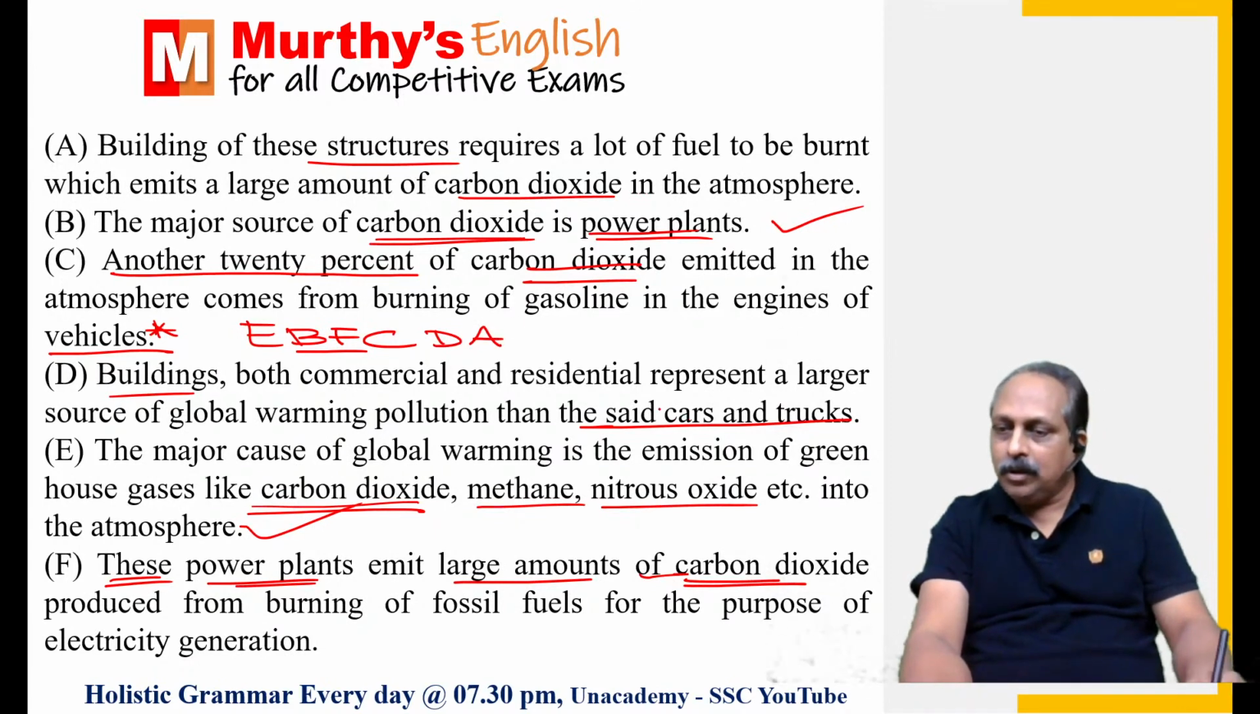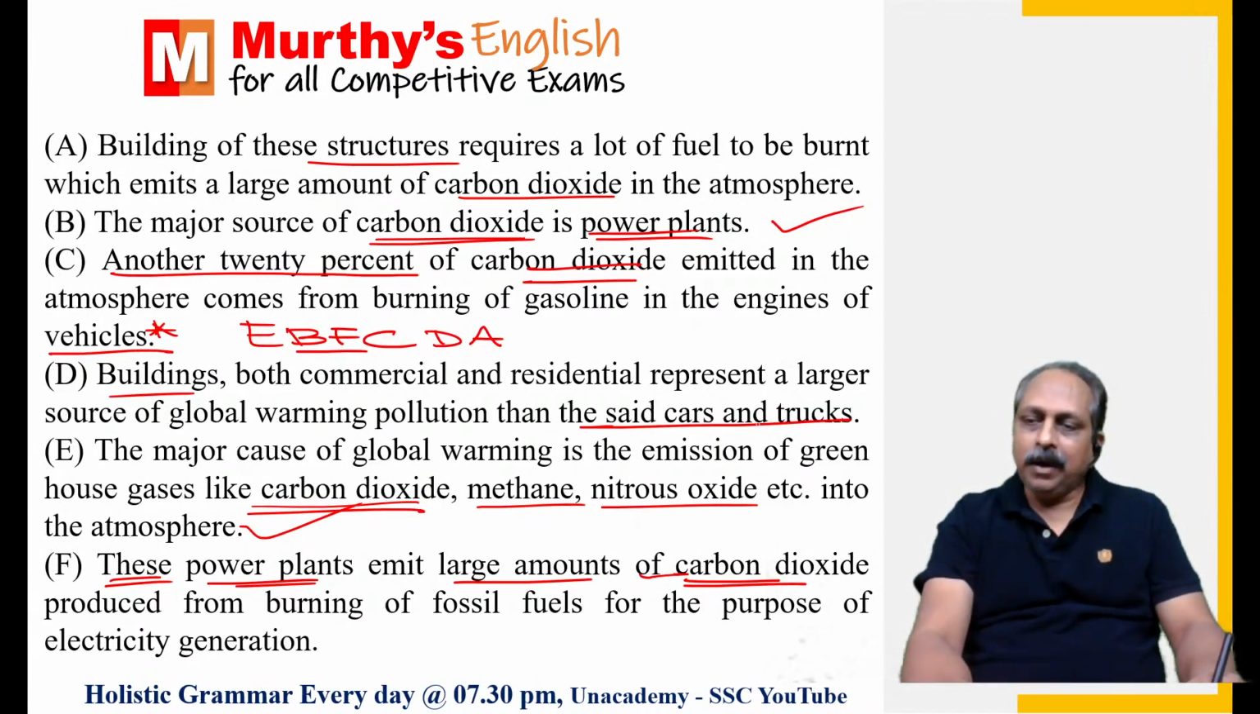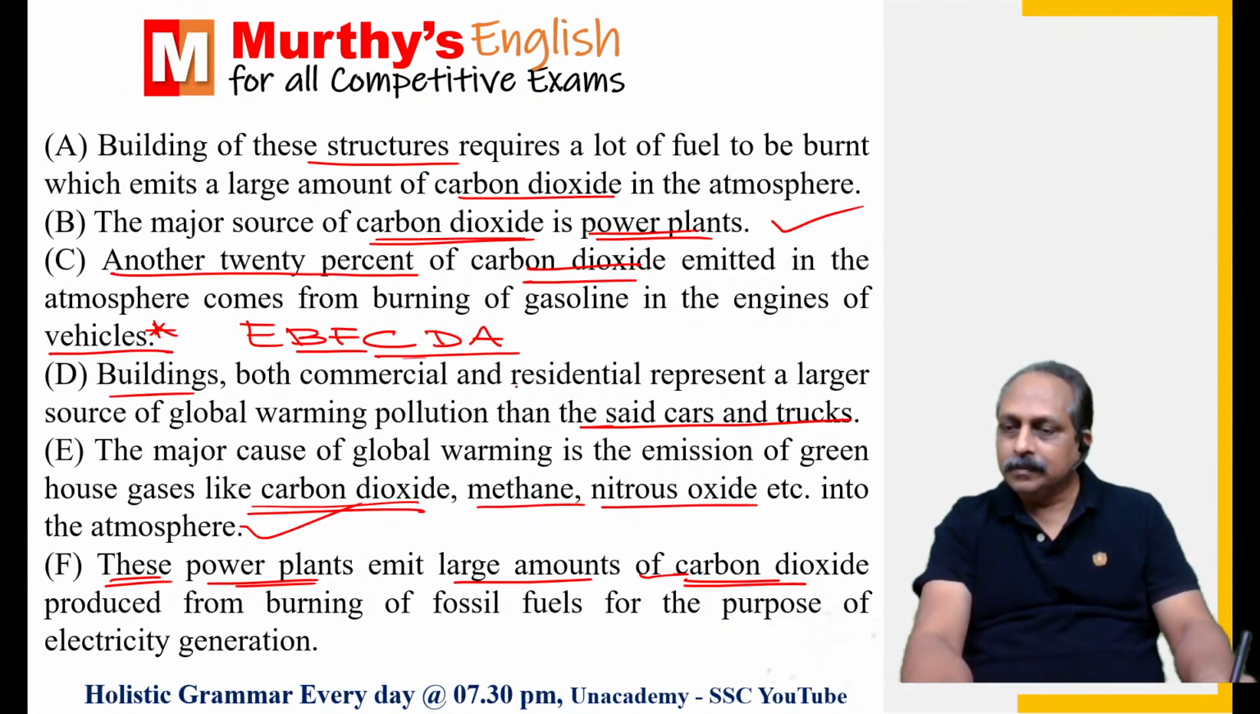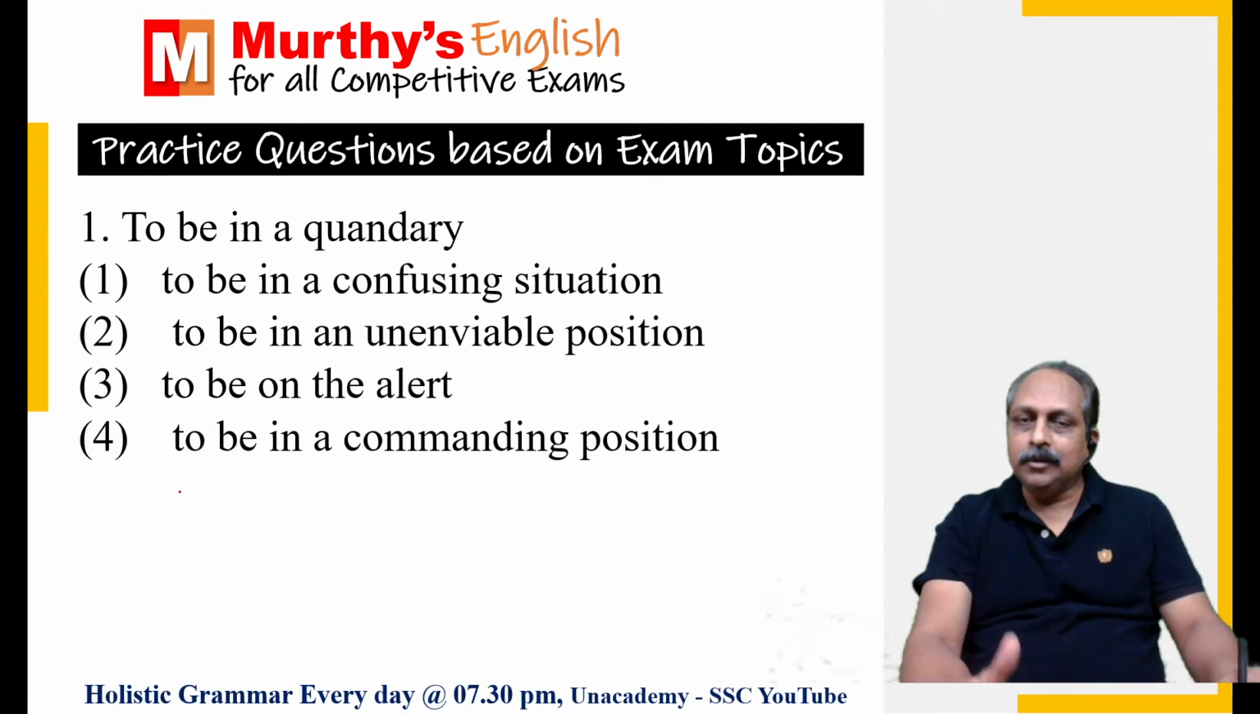So, what is the correct order? Obviously, parajumbles are very risky. The correct order is E, B, F, C, D, A. This is the correct order. Great. All five. Now let us go to idioms.